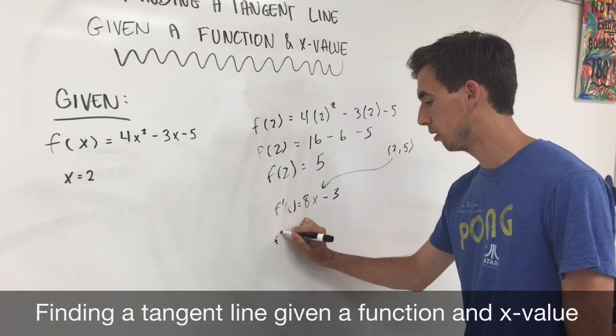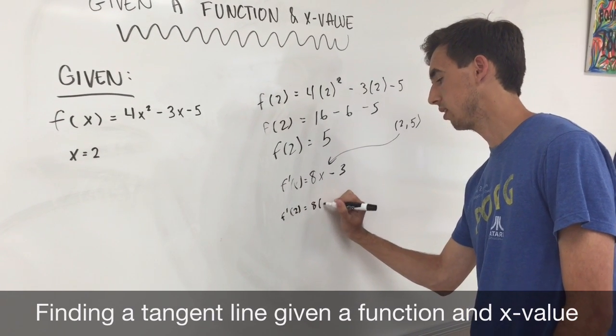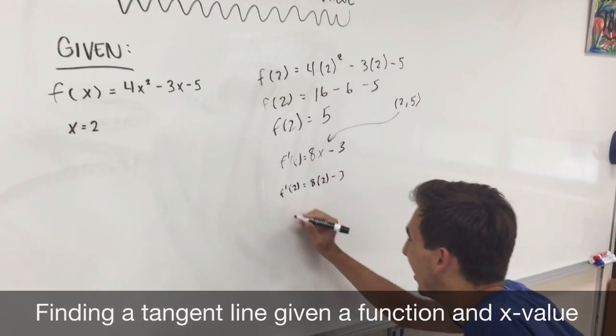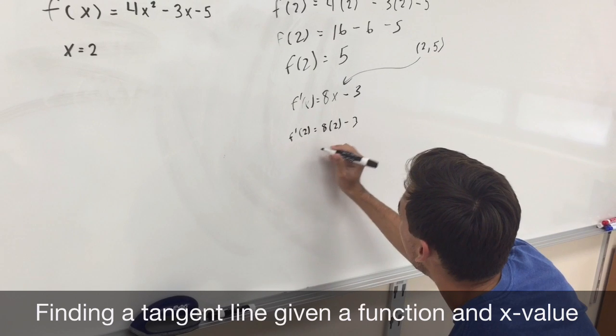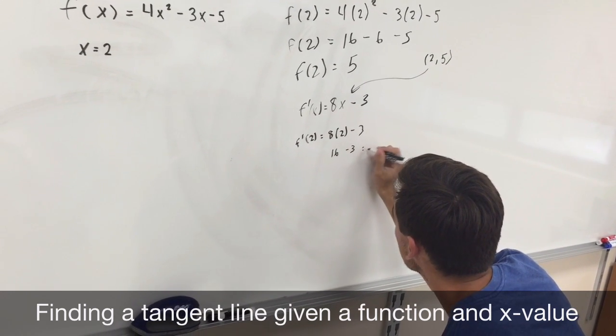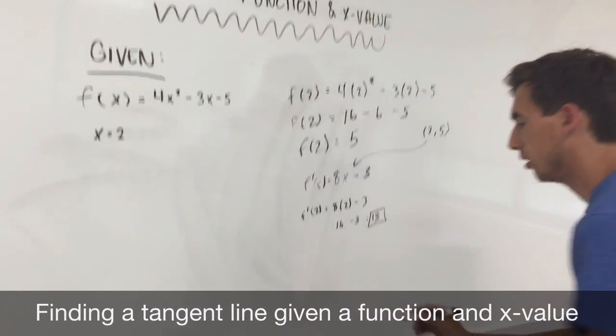We calculate the slope at 2 by plugging 2 in for x. You get f prime of 2 equals 8 times 2 minus 3. 8 times 2 is 16, minus 3 equals 13. So 13 is our slope at x equals 2.